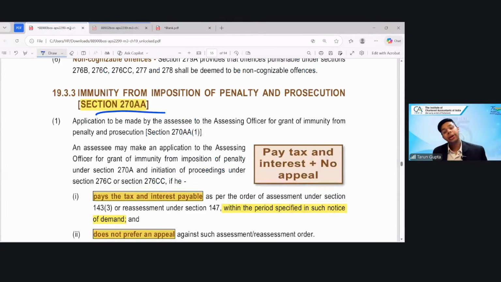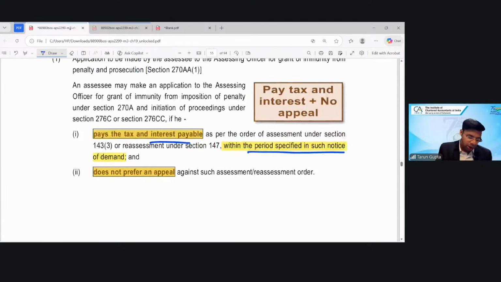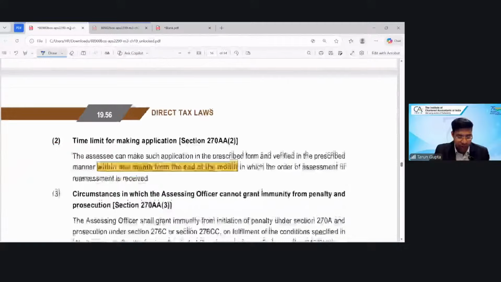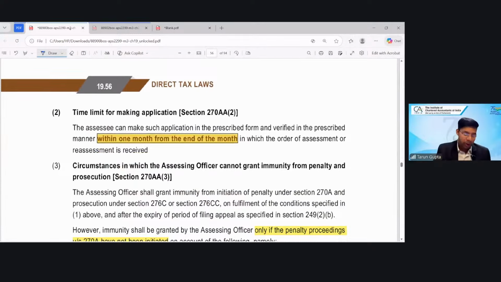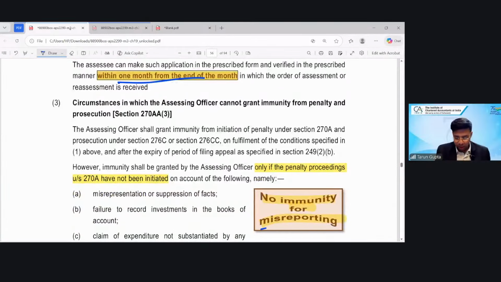So penalty initiated is 50% of the tax. Okay. So you have paid the tax and interest within the period specified in the notice of demand. You have not furnished an appeal against the assessment order. You have made an application within 1 month from the end of the month in which the assessment order was passed. And there is no immunity for misreporting penalty.